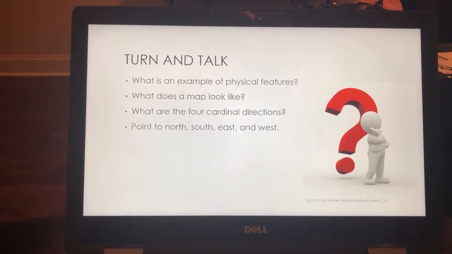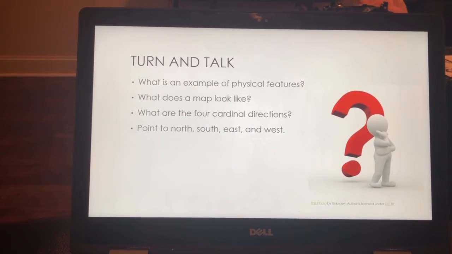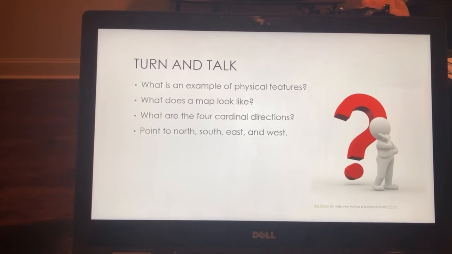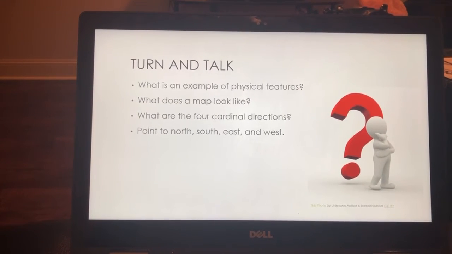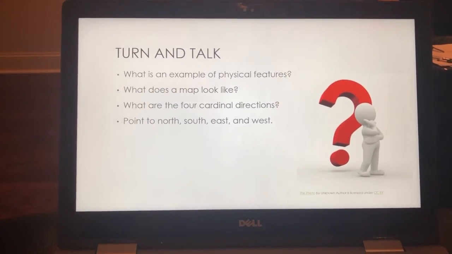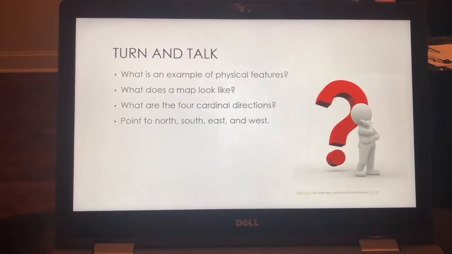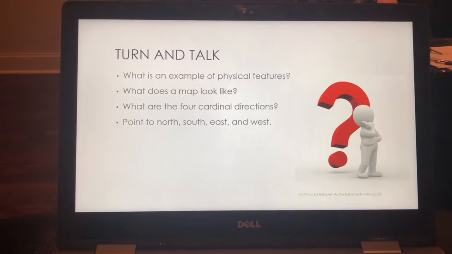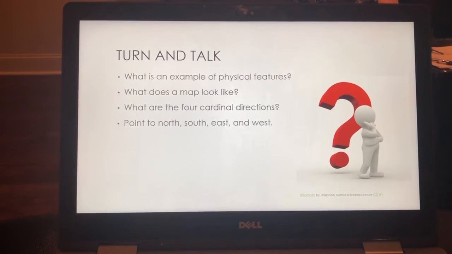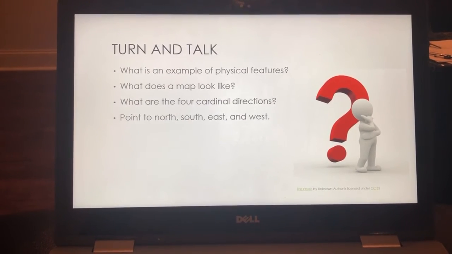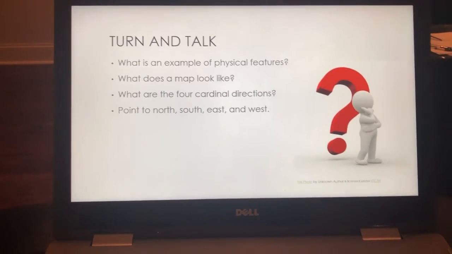Now we're all going to point together the different cardinal directions. Can you all point in the direction of north? Okay, what about south? Good. What about east? Okay, and now let's point to west. Great job, everybody. Give yourself a pat on the back.